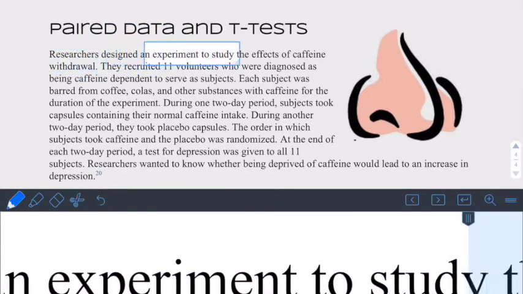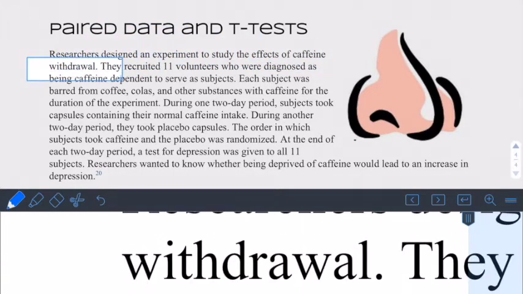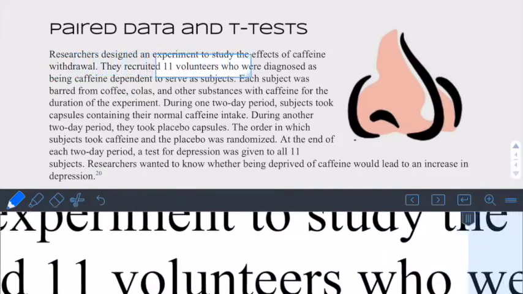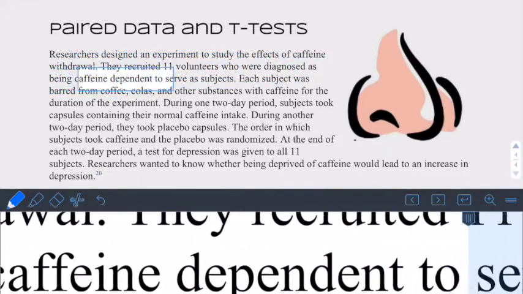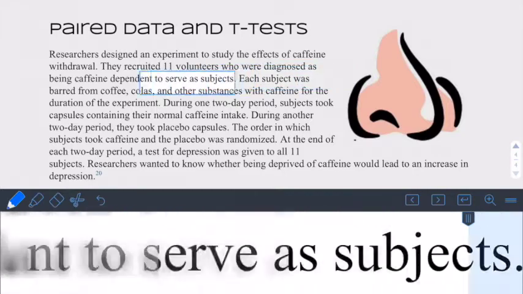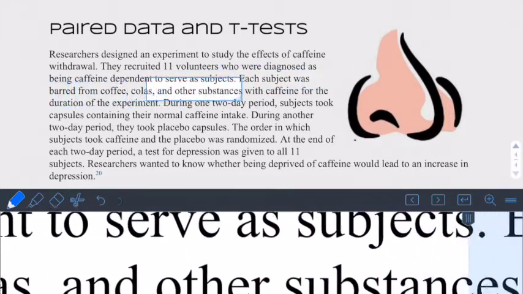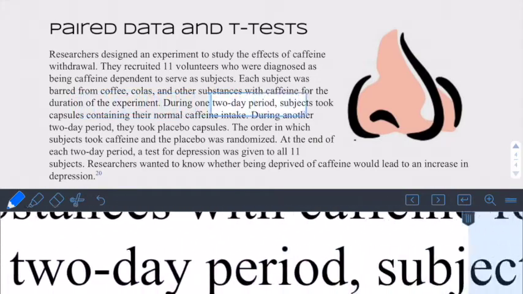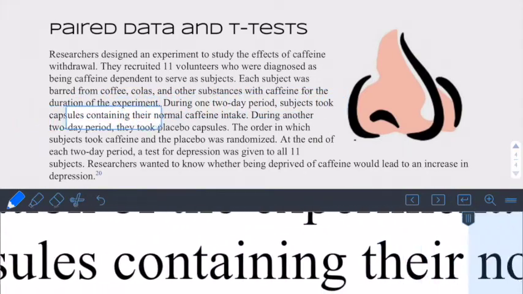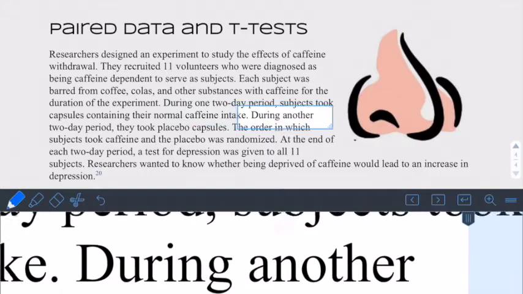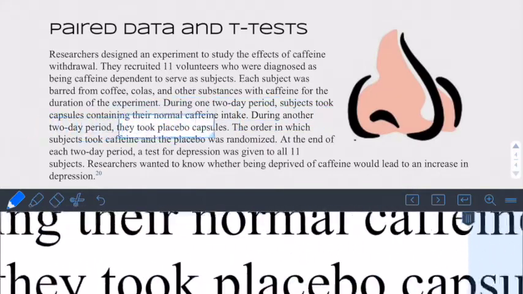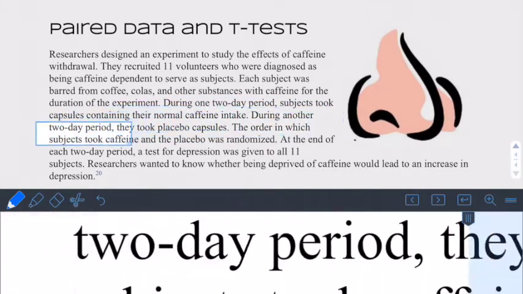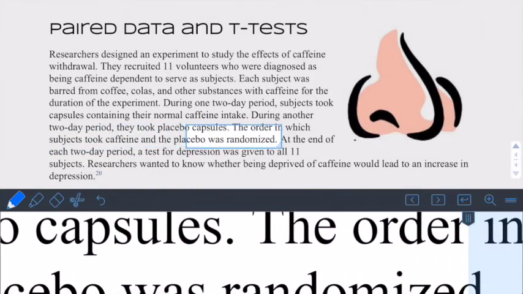Researchers designed an experiment to study the effects of caffeine withdrawal. They recruited 11 volunteers who were diagnosed as being caffeine dependent to serve as subjects. Each subject was barred from caffeine, colas, and other substances with caffeine for the duration of the experiment. During one 2-day period, subjects took capsules containing their normal caffeine intake. During another 2-day period, they took placebos. The order in which the subjects took caffeine and the placebo was randomized.